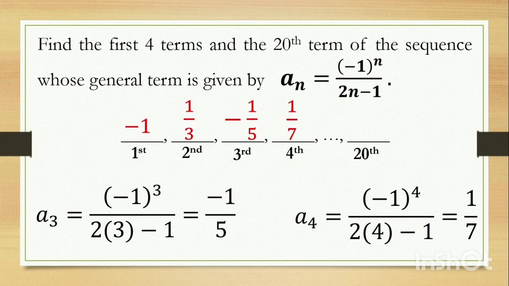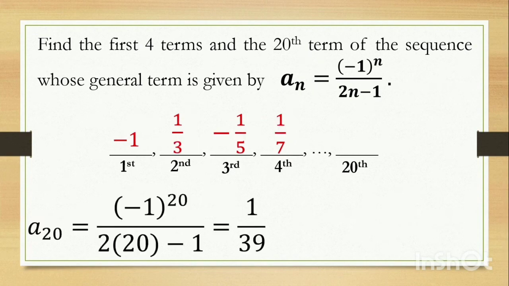Now, let's find out the 20th term. So, the 20th term, we will substitute 20. So, negative 1 raised to 20, since 20 is an even number, therefore, the product is positive 1. And then, 2 times 20, that is 40, minus 1, it's 39. So, the 20th term is 1 over 39.